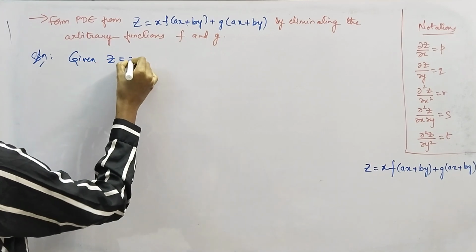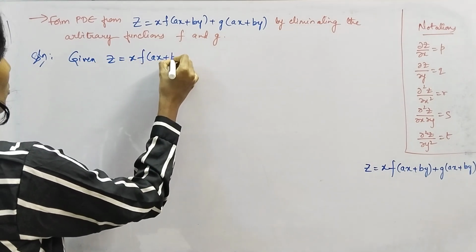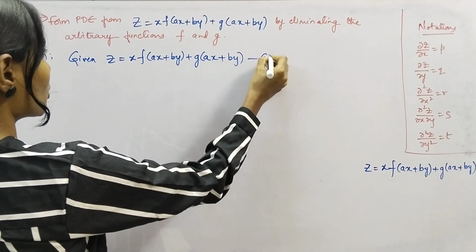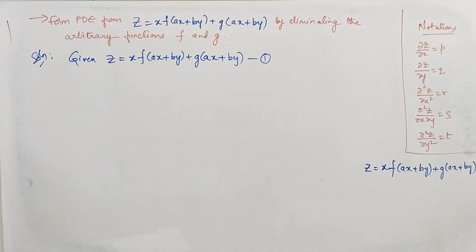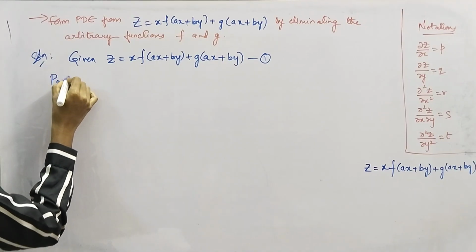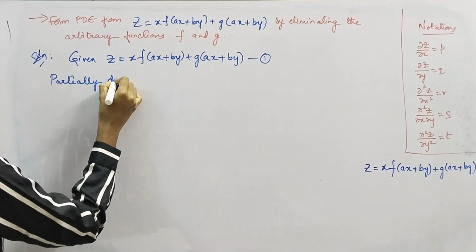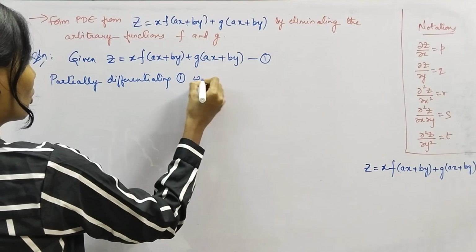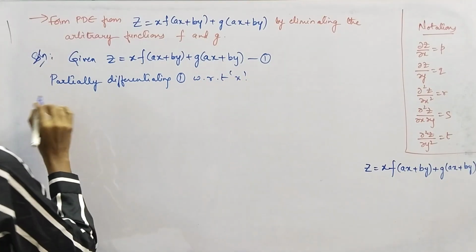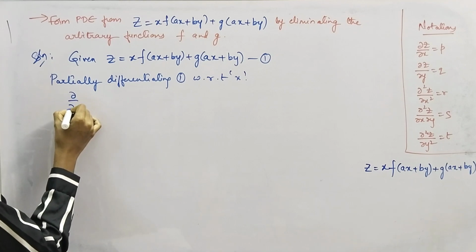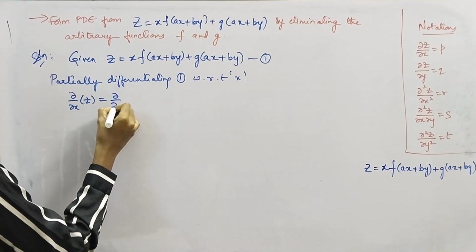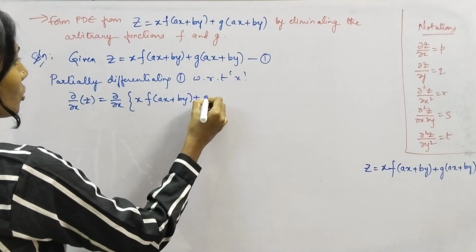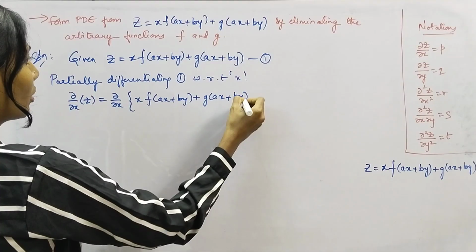Given z equal to x into f of ax plus by plus g of ax plus by. Consider as equation number 1. Now let's partially differentiate it with respect to x. Partially differentiating 1 with respect to x. Just apply dou by dou x on both sides of 1. We'll get dou by dou x of z equal to dou by dou x of x into f of ax plus by plus g of ax plus by, right?